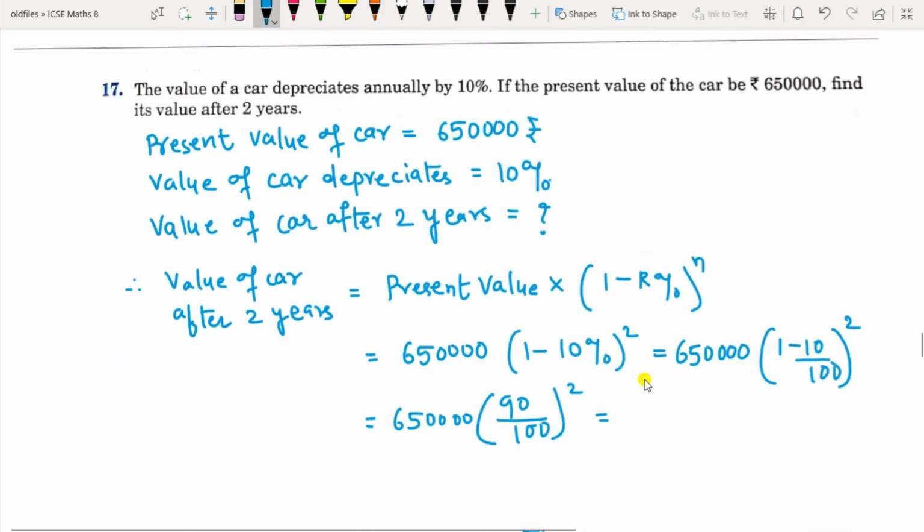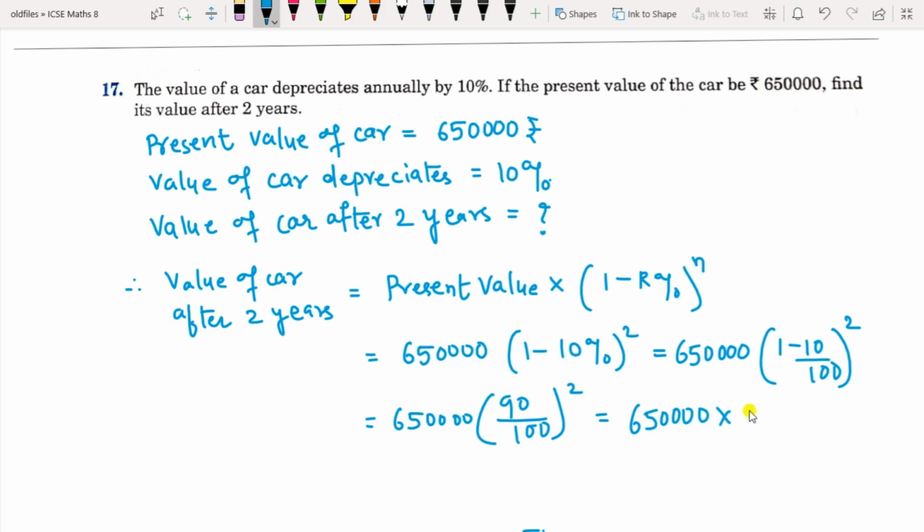The value of a car depreciates annually by 10%. If the present value of the car is 6,50,000, find the value after 2 years. So present value is given, depreciation rate is given, and you have to find the value after 2 years. Write the formula: value after n years is present value times 1 minus r percent, raised to n, the number of years. So find the LCM, it becomes 90 by 100 squared, that means 6,50,000.